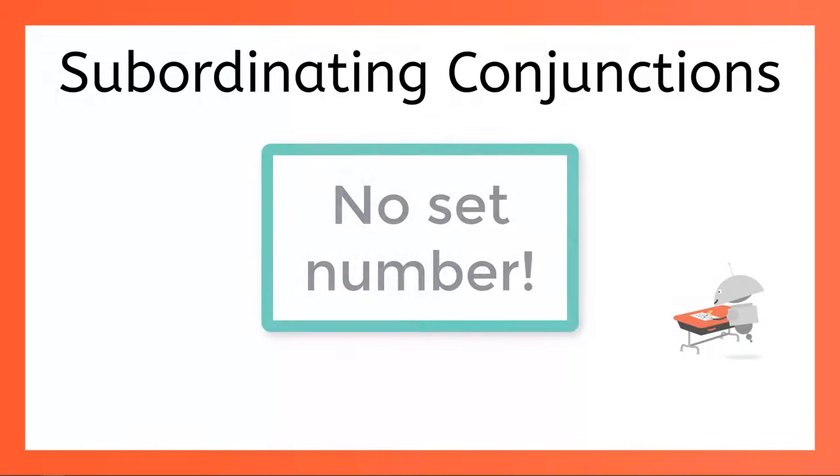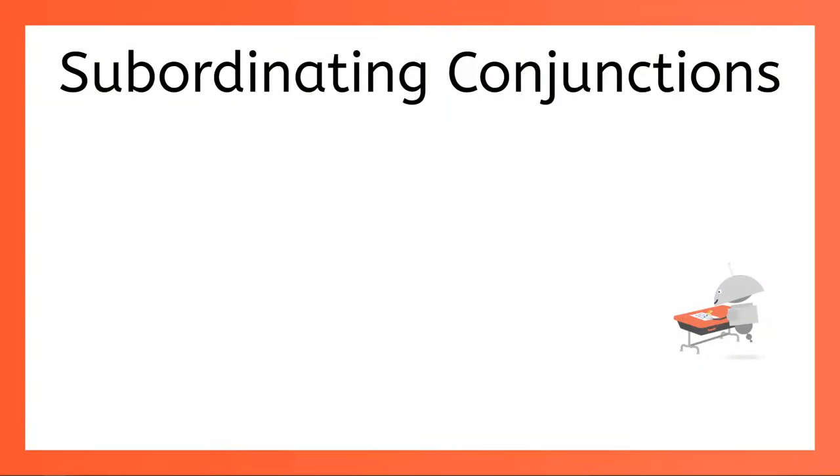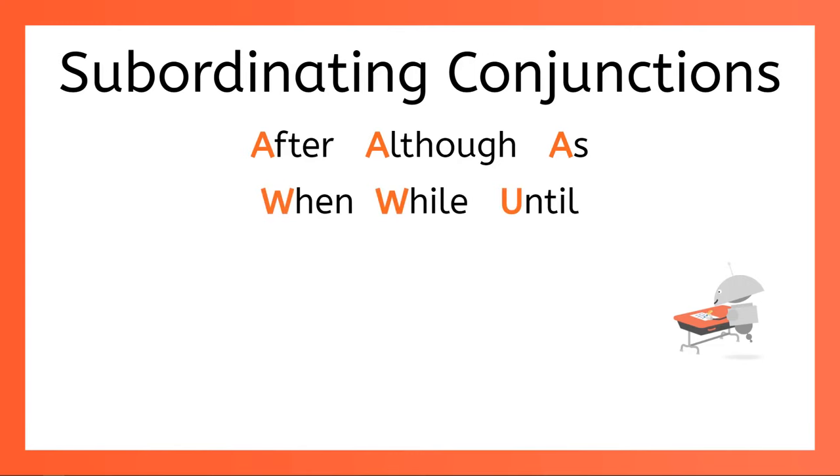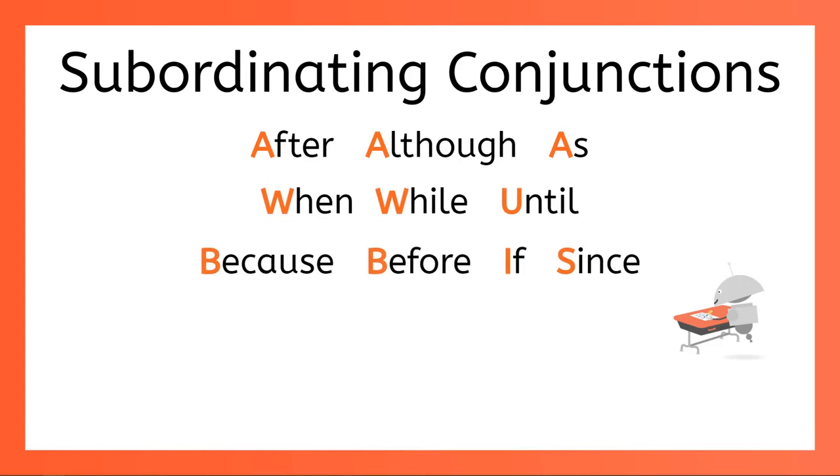There is not an exact number of subordinating conjunctions because many words that act as a subordinating conjunction also act as other parts of speech in different contexts. And sometimes we combine words to form subordinating conjunctions. However, the most commonly used subordinating conjunctions are after, although, as, when, while, until, before, because, if, and since.